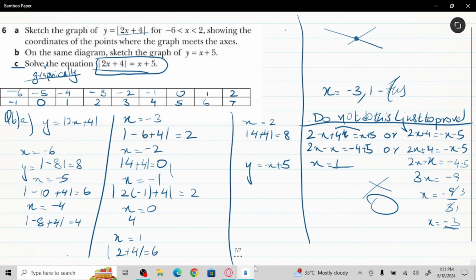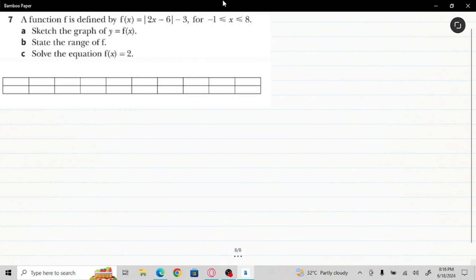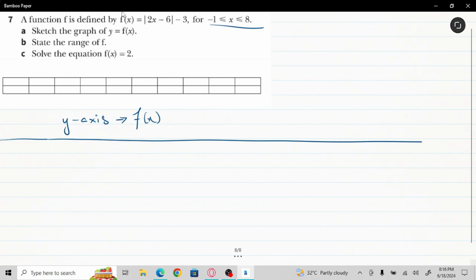Okay, do that. So we will do question 7. Let me erase this. On to question number 7, which tells us that f(x) is equal to 2x minus 6 in a modulus, minus 3, where the values of x, or you can say the domain, is -1 up till 8. We have to sketch the graph of y is equal to f(x), and what they mean here is on the y-axis, you take the values to be what we get from f(x) itself. So we have to sketch that graph, and for that we have to input the values. If you see here, -1, 0, 1, 2, 3, 4, 5, 6, 7 and 8, we have to find the outputs for these set of values.